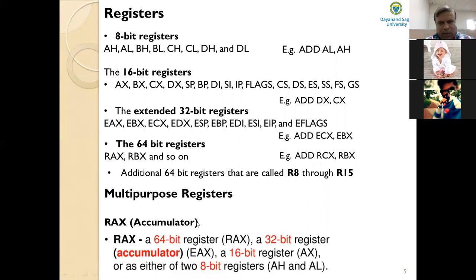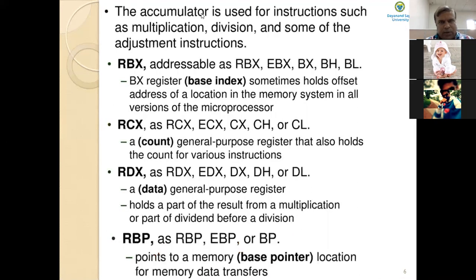Why is it called the accumulator? The answer is here. The accumulator is used for instructions such as multiplication, division, and some of the adjustment instructions. That means many times when you perform arithmetic and logical operations, the results of these operations are stored and accumulated in this register. That means RAX or EAX or AX, AH, and AL, all these registers are called the accumulator.